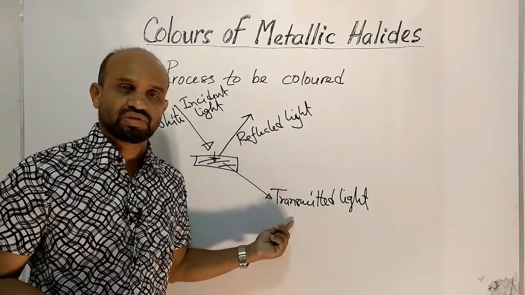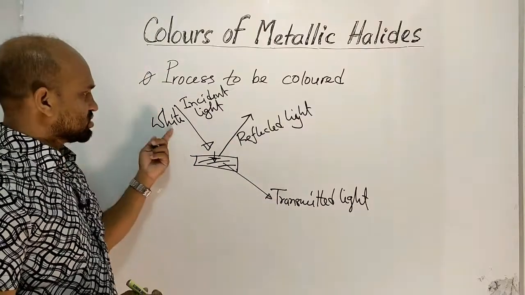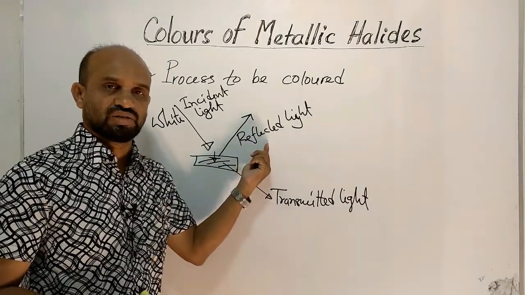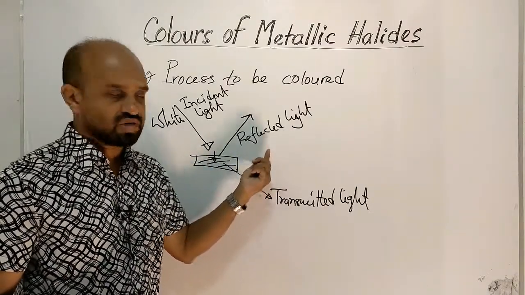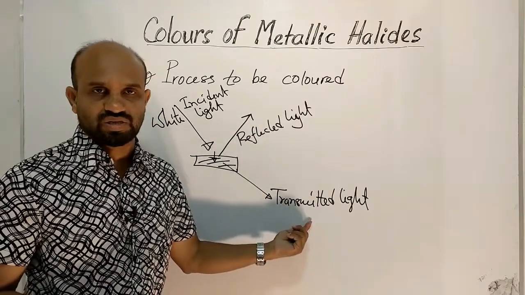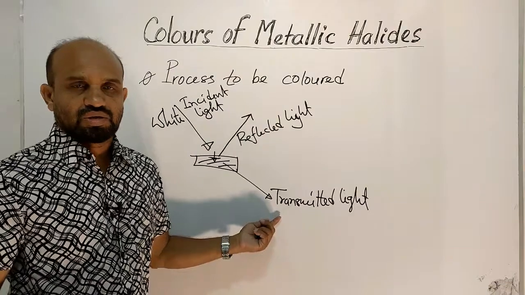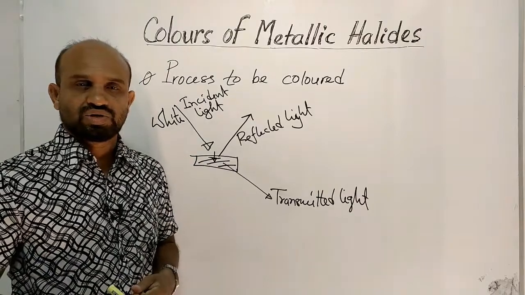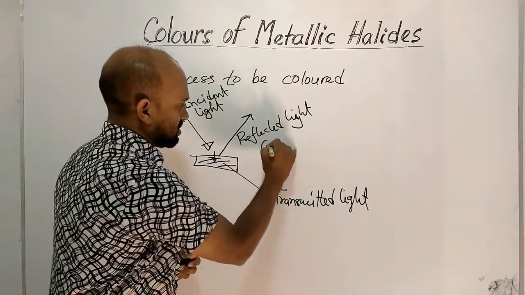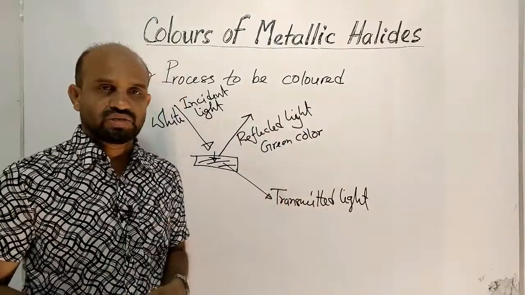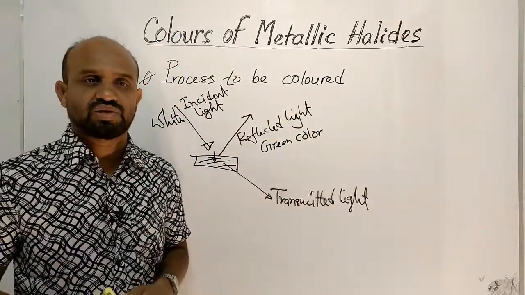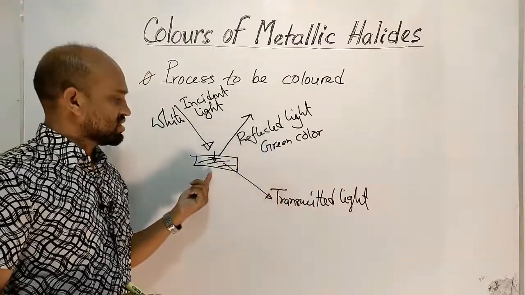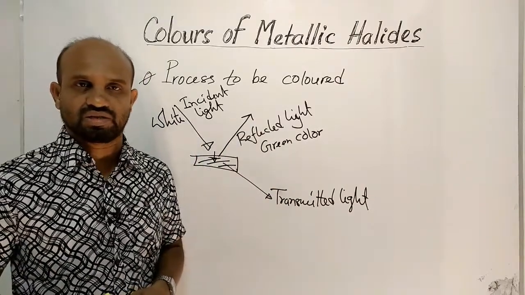Reflected light and sometimes transmitted light. This white light falls on the body and a portion is reflected, that is the color of the body, or some is transmitted, that is the color of the body. Suppose a body reflects green color. That means it absorbs all the 7 regions of visible light except green color. That is why this body appears as green.